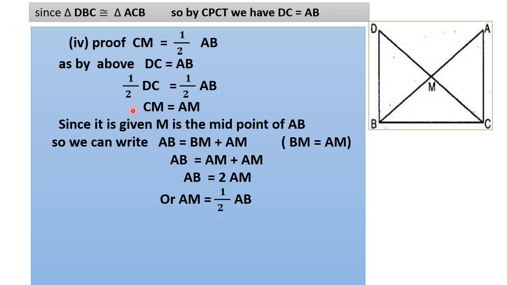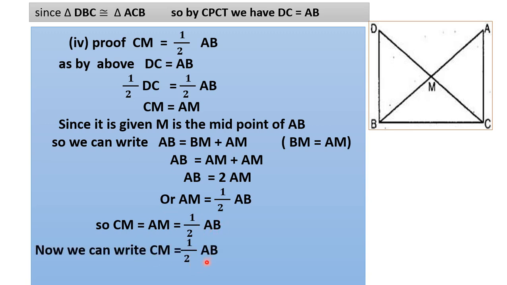But in the previous statement we have written CM is equal to AM. So in place of AM we can put this value, half of AB. So we get CM is equal to AM, and this AM is half of AB. That means CM is also equal to half of AB. So it is proved, all four parts of question number 8.